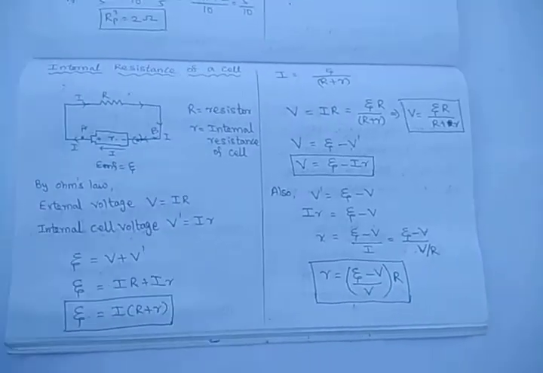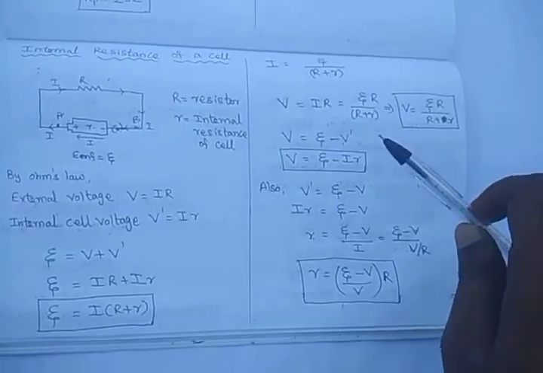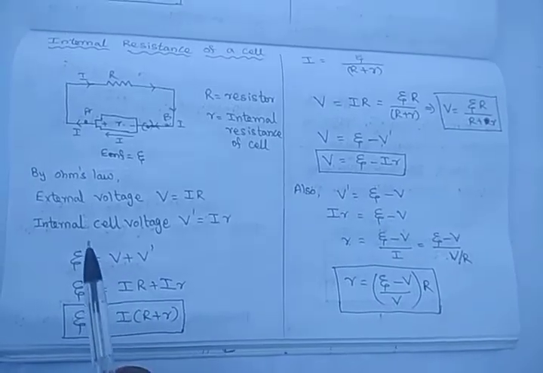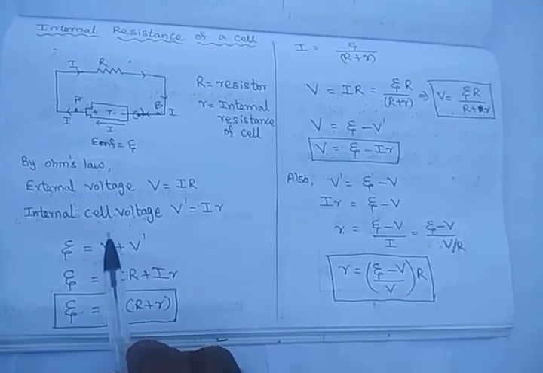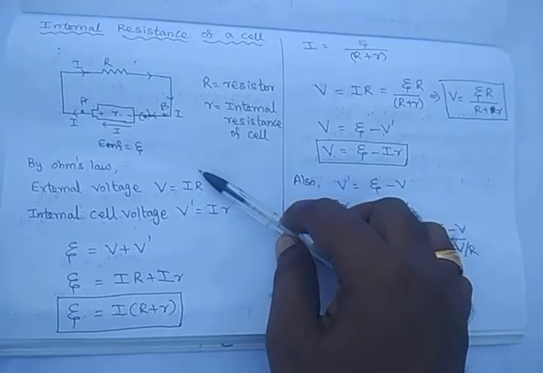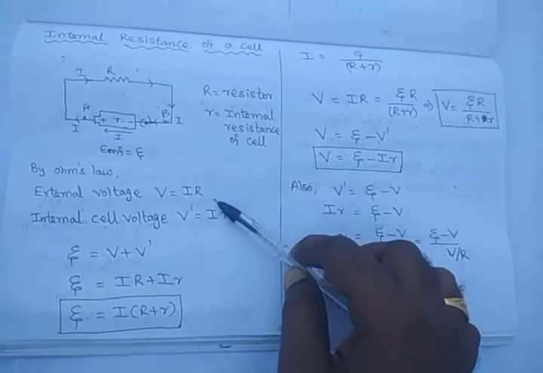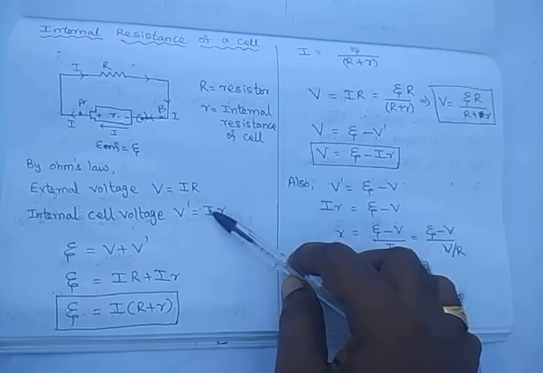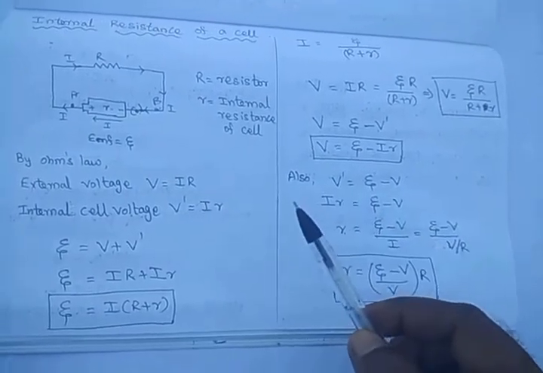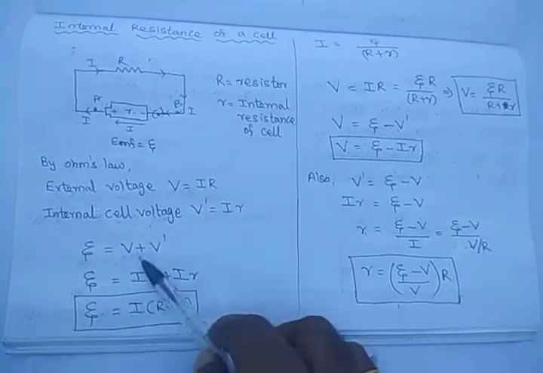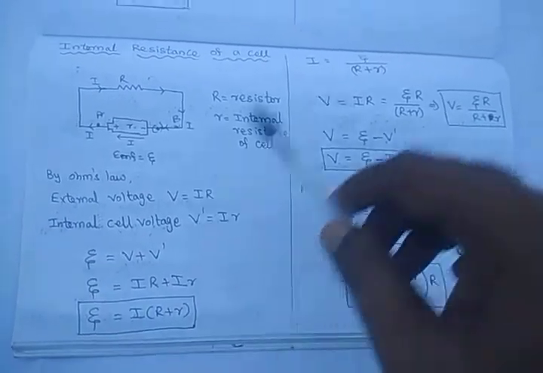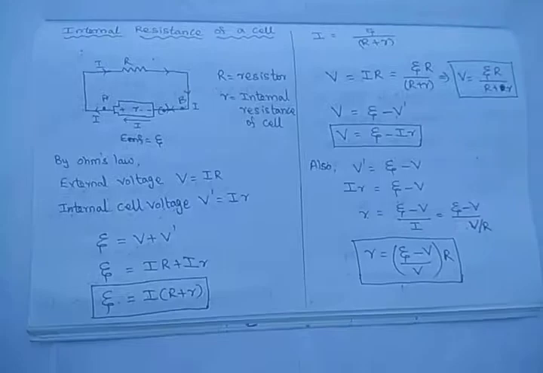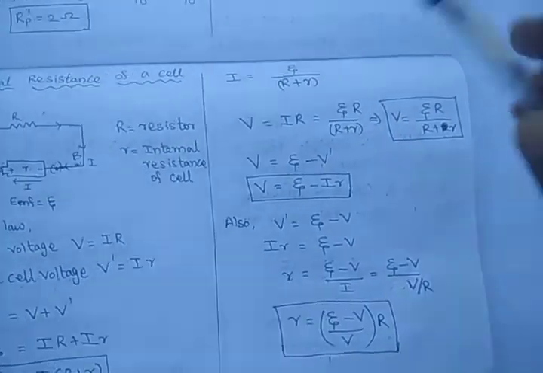So dear students, a lot of derivations are there. Don't get confused. You only have to remember this one: E is equal to V plus V prime. That is, V is the external voltage I into R, and V prime is the internal voltage I into r. If you remember this equation alone, we can bring V prime here, or we can bring V here. Whatever calculation we have to do, we will do on our own. So don't mug up anything.